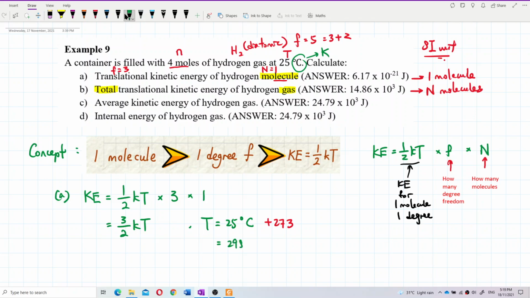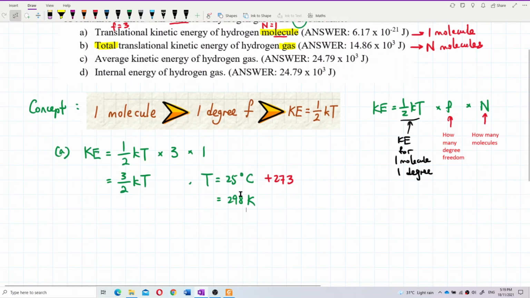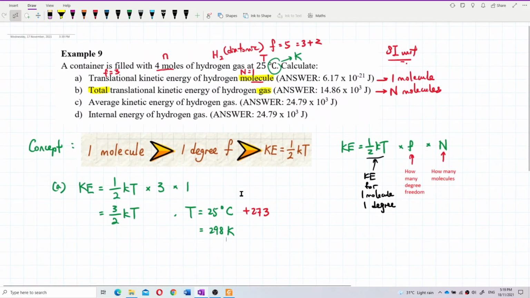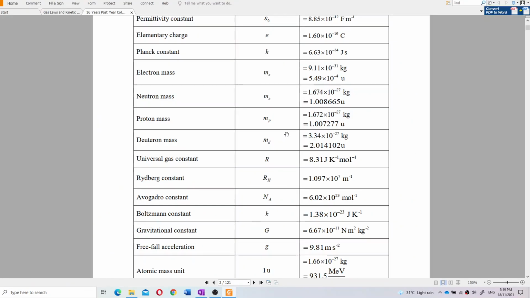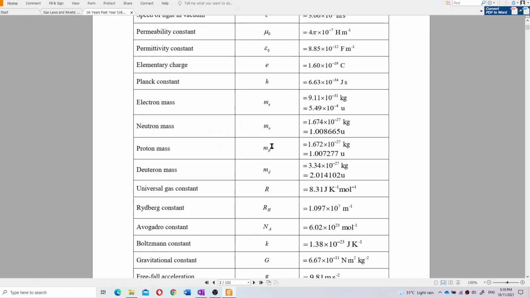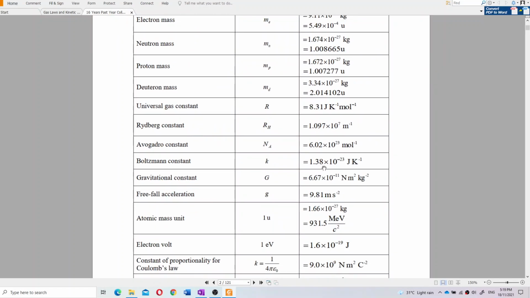It is 298 Kelvin. Okay, good. So now let's continue. This is a 3/2 kT. What is k? Check your list of constants. You can check your list of constants: k is 1.38 exponent negative 23.